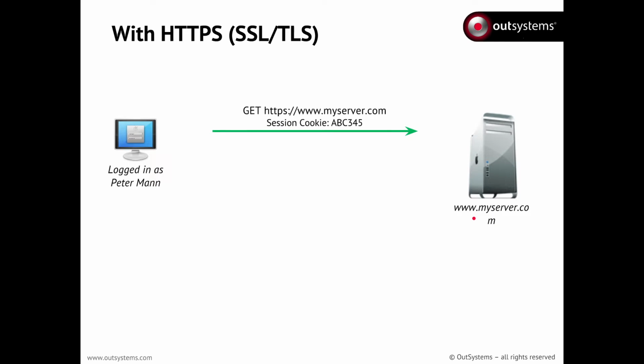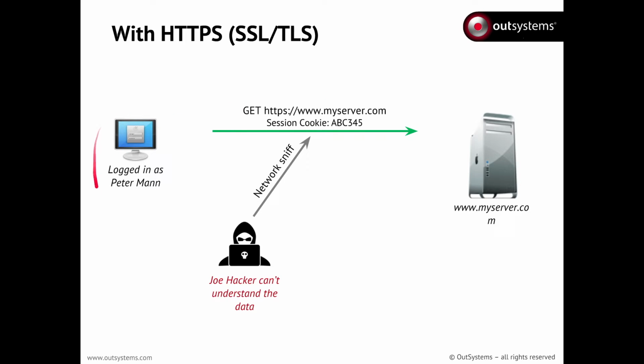So now, because these requests are private, our friend Joe Hacker, even though he can still see what is going on traveling between the browser and the server, he can only see the encrypted version of this, not the plain text. And encrypted means that it's gibberish, it's garbage for Joe Hacker. He can't understand the data. It's not that he can't see it, he can see it, but he doesn't understand it, and he doesn't have the required keys to decode this information.